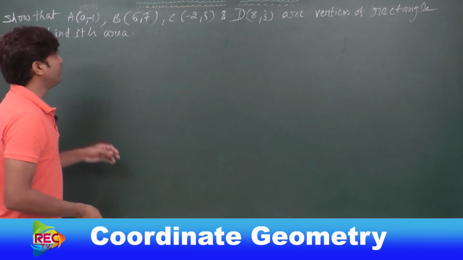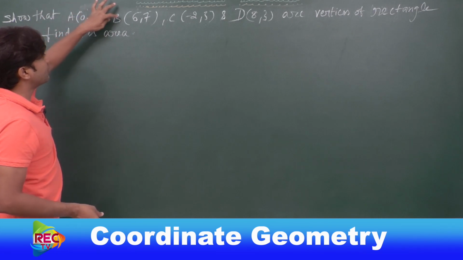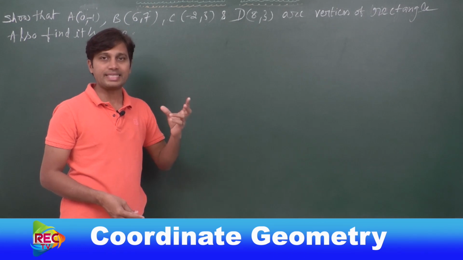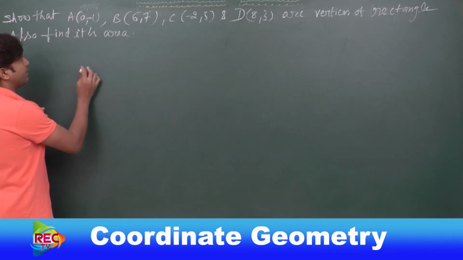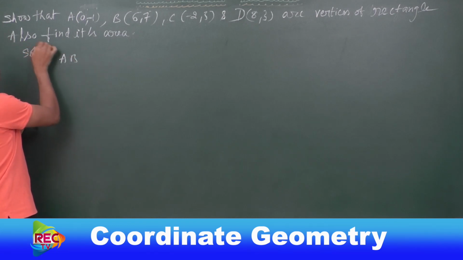If you show that opposite sides of the given quadrilateral are equal and diagonals are also equal, then it's a rectangle. Here, first of all, let us find the distances between every two points: AB, BC, CD and DA, the adjacent sides of the quadrilateral. So find AB first. Let me write the solution part.